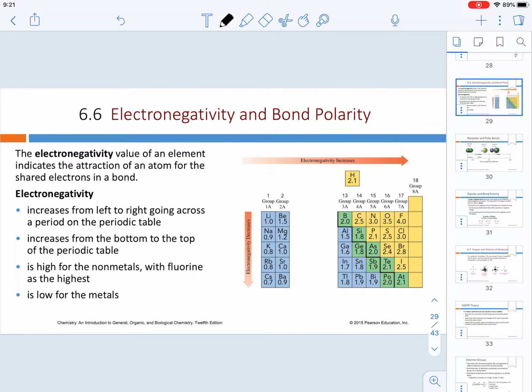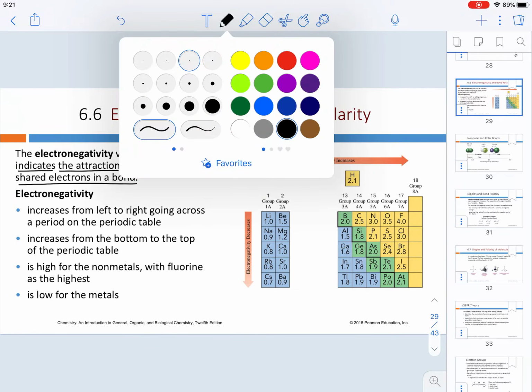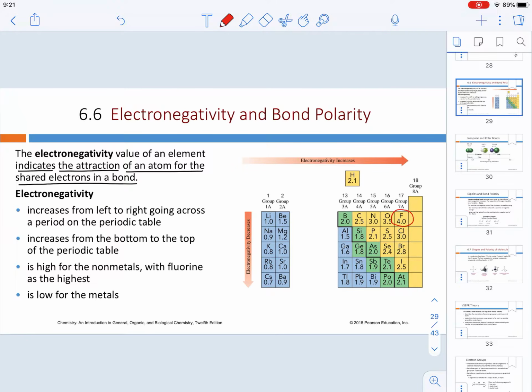Understand that electronegativity is one of those trends in the periodic table that you guys need to know. Electronegativity is a particular value that has been assigned to elements in the periodic table. This value for a particular element is going to indicate the attraction of an atom for the shared electrons on a bond. The higher the value, the more electronegativity an element has. The most electronegative atom is fluorine with a value of 4.0.